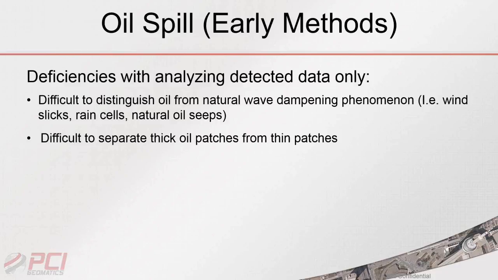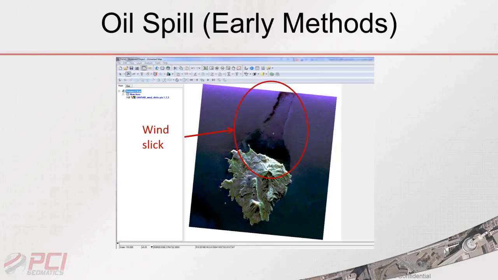And then we do get natural oil seeps, which are a little similar in terms of the intensity, but as you'll see in a minute, if we use polarized information, we can really differentiate them. It's also difficult to separate thick oil from thin oil, and so here's an example of a wind slick. You can see here there's a large mountainous feature on this island, a volcanic feature, and behind, because the wind is most likely blowing from the south towards the north, we get this effect on the ocean, which appears to be a slick, but really it's just related to the position of the mountain with respect to the ocean.